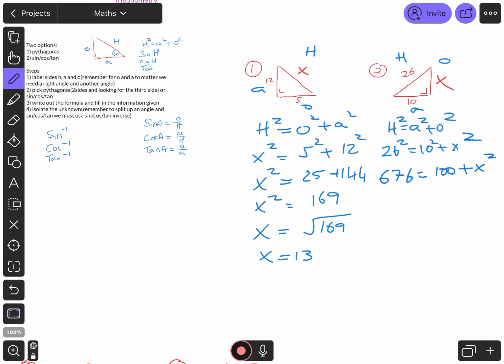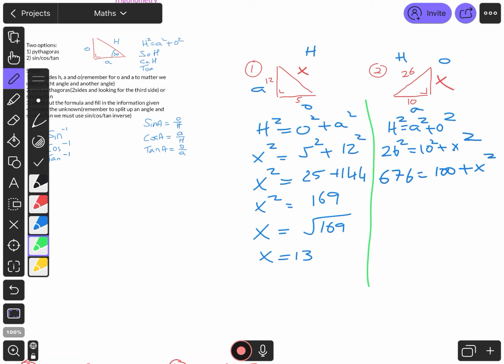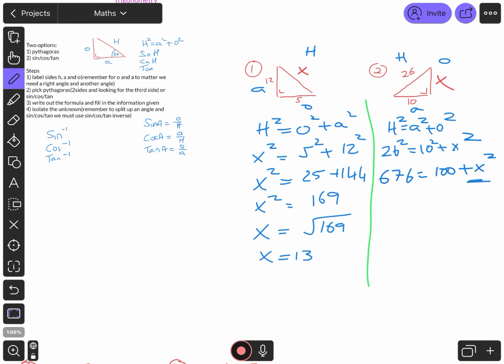My final step is I need to isolate the unknown. So I need to get this on its own on the one side, and then I need to solve to find it. Just put a line down there so we can see the difference. So I need to get this on its own. What I'm going to do is move everything else to the other side of the equals. This is already on the other side, so that's fine. This needs to go over, and because it's adding, it's going to go across and become minus.